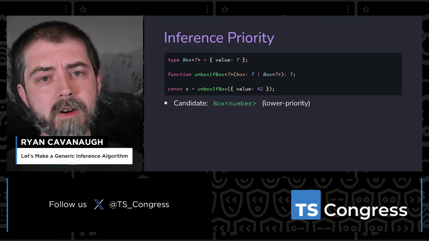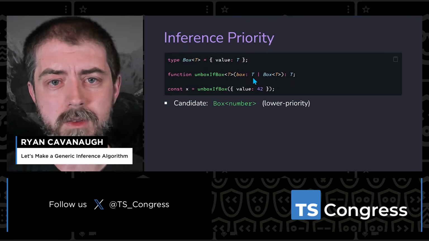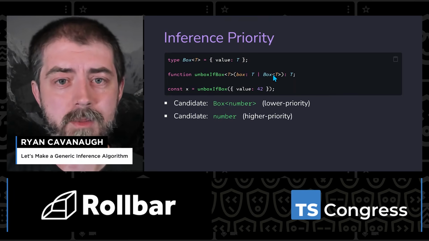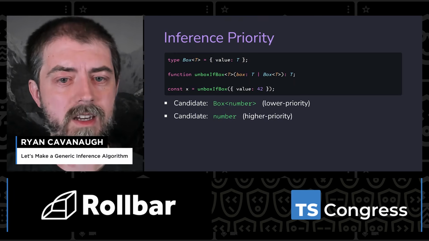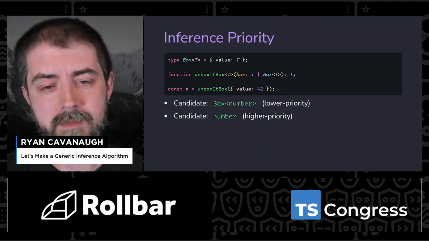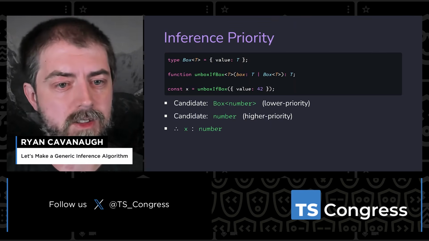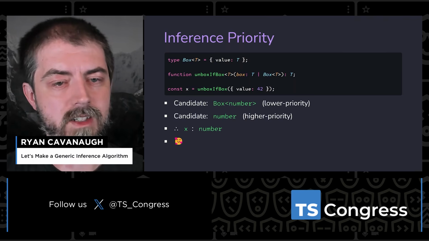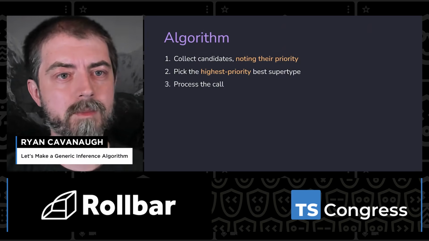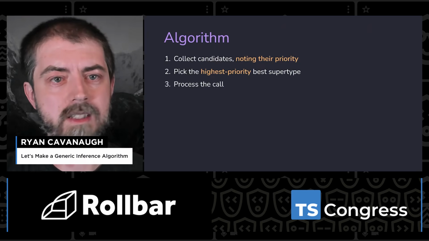So we're talking about the priority as we go now. We collect a lower priority inference from the standalone T here. We pick up number from where it appears inside Box. That's a higher priority inference. And then we say, okay, we're going to take all of the candidates that tie for highest and pick the best common supertype out of those. There's only one matching high priority inference here, so we pick number, and that's good. So that's how we solve that problem. As we collect the candidates, we note the priority, and then we pick the highest priority best supertype from that list.